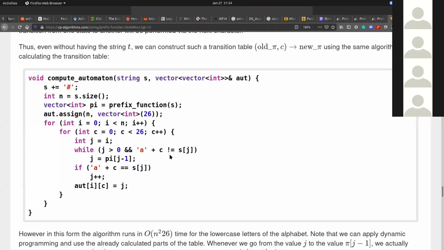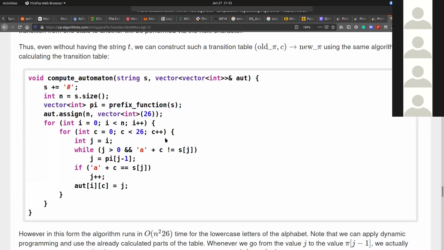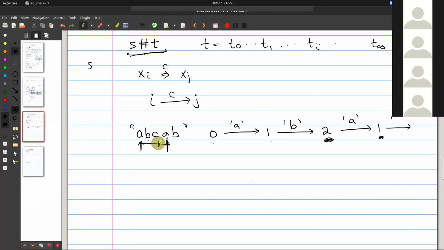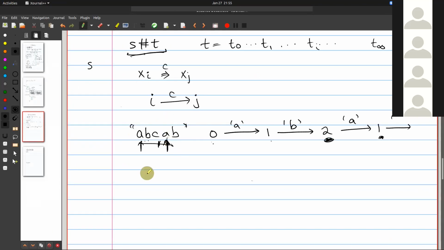Now at every point I will see whether my character C here matches with the next character in this position. Then I just assign it to be the value. Like if I am at ABC and I get A and it matches with this A, then I can just make the automaton of 2A as 4. That would mean that I went to the next character.